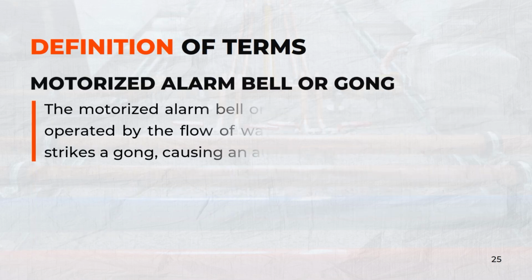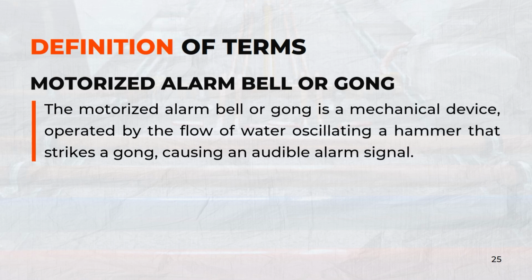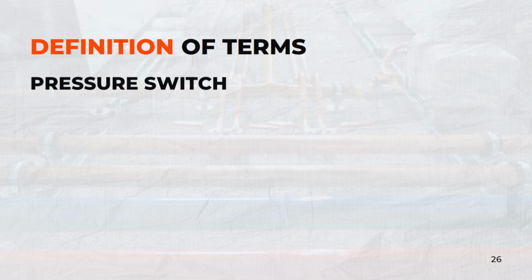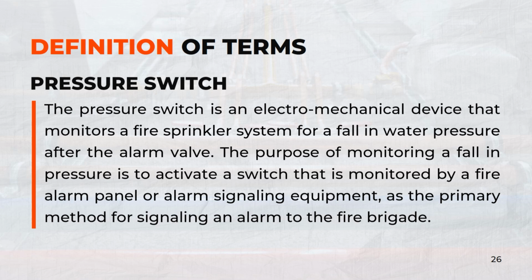Motorized alarm bell or gong. The motorized alarm bell or gong is a mechanical device operated by the flow of water oscillating a hammer that strikes a gong, causing an audible alarm signal. Pressure switch. The pressure switch is an electromechanical device that monitors a fire sprinkler system for a fall in water pressure after the alarm valve. The purpose of monitoring a fall in pressure is to activate a switch that is monitored by a fire alarm panel or alarm signaling equipment as the primary method for signaling an alarm to the fire brigade.